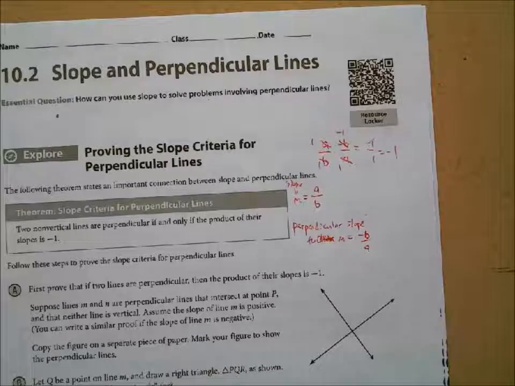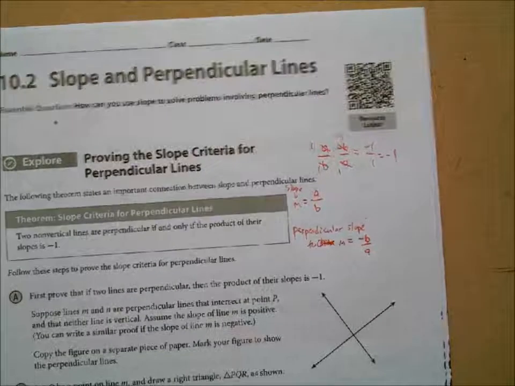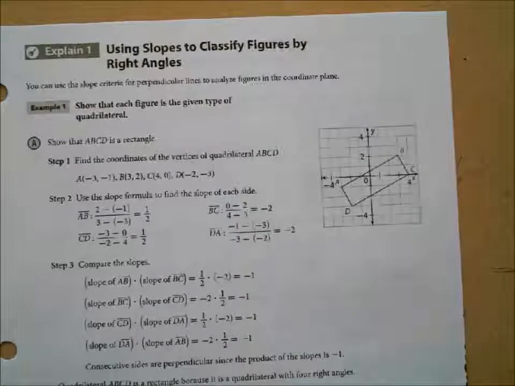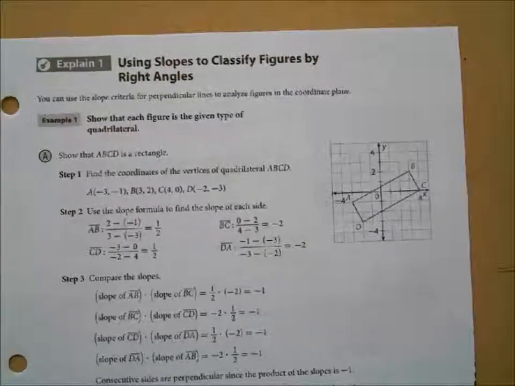If I have a slope of 1 third, then the perpendicular slope to that would be negative 3 over 1. Or if I have a slope of 5 sevenths, the perpendicular slope would be negative 7 over 5, that kind of stuff. We're not going to prove it, so don't worry about that. We'll just skip right on to page 511 and actually put this into practice. You apply this kind of idea.